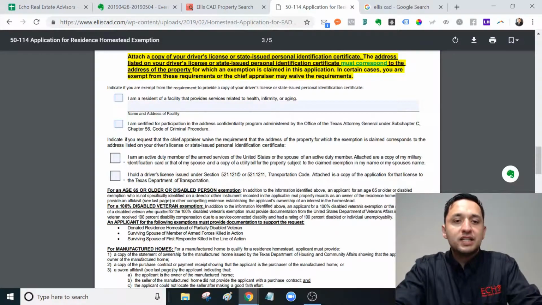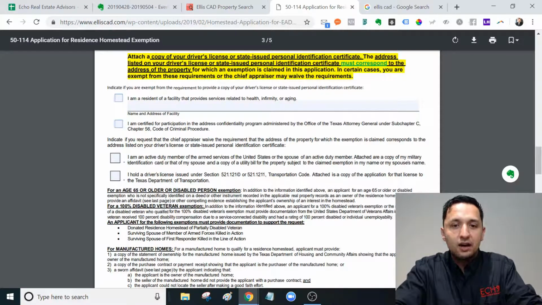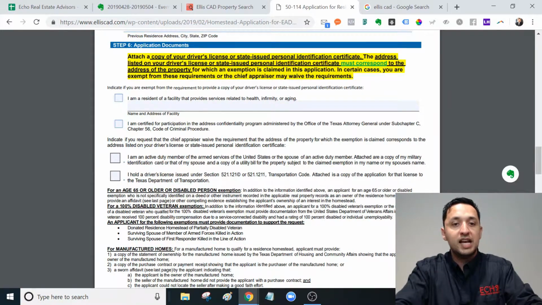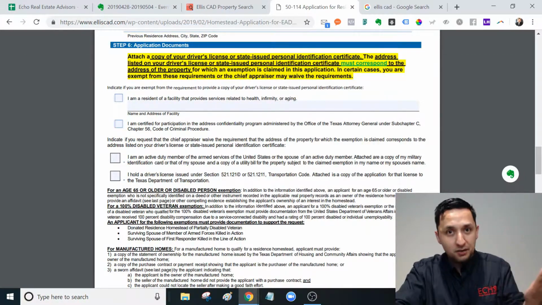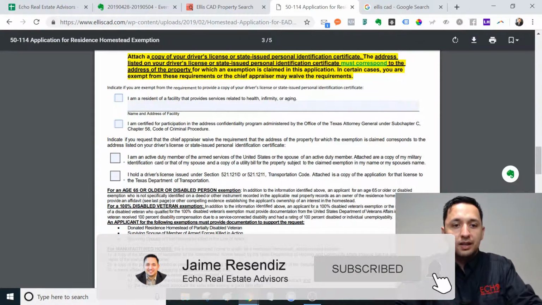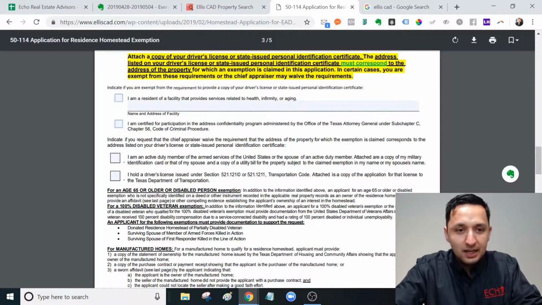All right, now indicate if you're exempt from the requirement to provide a copy of your driver's license or state-issued personal identification certificate. I'm a resident of a facility that provides services related to health, infirmity, or aging. So if any of these qualify for you, then there's a chance that you may be exempt from the requirement I just mentioned, the address of the driver's license having to match your property address for the homestead exemption. And then another exemption: I am certified for participation in the address confidentiality program administered by the Office of the Texas Attorney General, and so on.